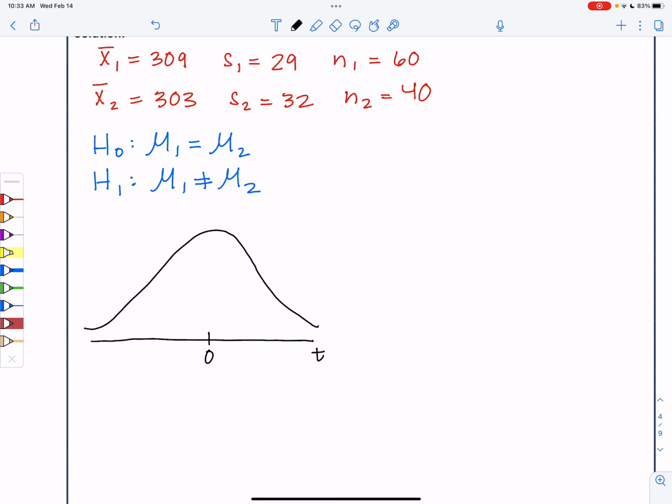So I'm going to sketch out my bell-shaped curve centered at 0. I'm going to look back at the alternative hypothesis to determine if this is a left, right, or two-tailed test. Okay, not equal to makes this a two-tailed test. And so I'm going to shade both tails for my rejection region.